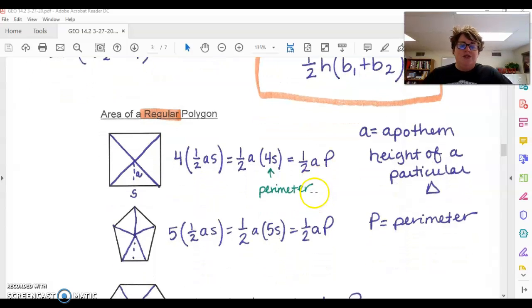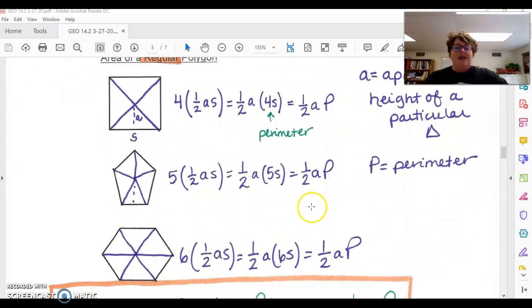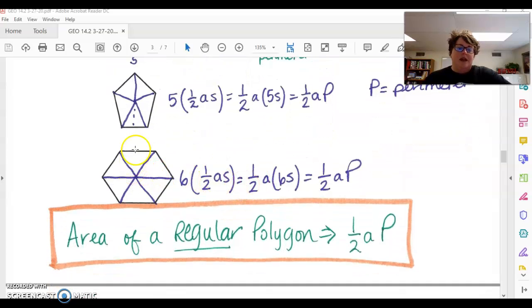The other 2 that are listed here are basically just showing, here I have a pentagon, so it has 5 sides. So I can do 5 times 1/2 A times S. So 5 sides means 5 triangles. Rearrange, and I still get the same idea, 1/2 A times P. Okay. Then I have a hexagon. So 6 sides, 1/2 A times S. Rearrange, and I still get 1/2 A times P.